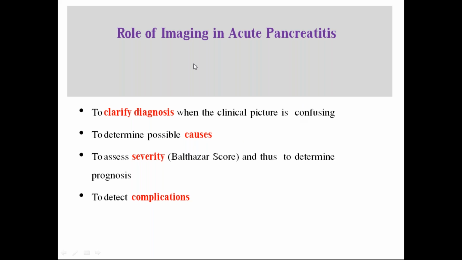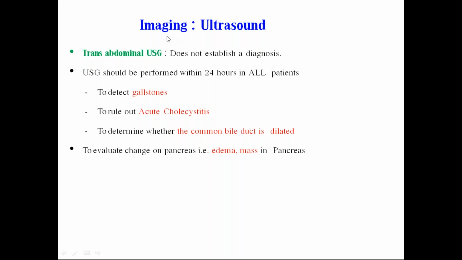Suppose in the case of ultrasound, you clearly look at the gallbladder and associated gallstones. The most common investigation used in the emergency room is ultrasound. Transabdominal ultrasound does not establish the diagnosis; it should be done to rule out other conditions. Coming to the positive factors, it can detect gallstones. It can rule out acute cholecystitis depending upon the wall thickness, pericholecystic inflammatory changes, and fluid collections.